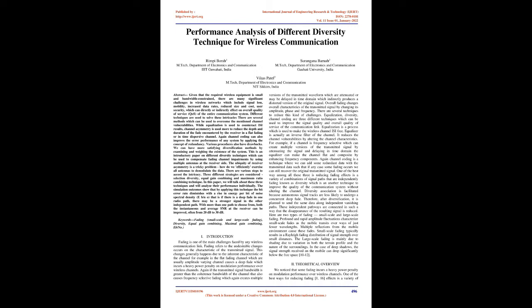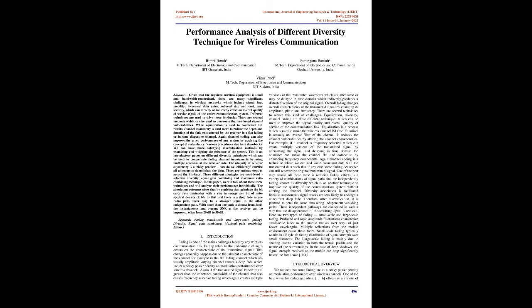Overall, fading changes the characteristics of the transmitted signal by changing its amplitude, phase, and frequency. There are several techniques to reduce this kind of challenge. Equalization, diversity, and channel coding are three different techniques which can be used to improve the signal quality and overall quality of service of the communication link. Equalization is a process which is used to make the wireless channel ISI free. An equalizer is actually an inverse filter of the channel. It reduces the channel vulnerabilities by altering the channel characteristics.